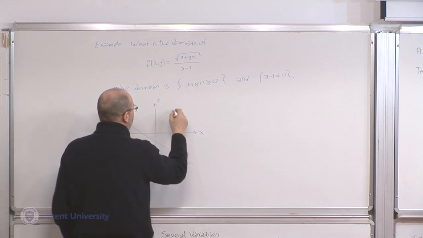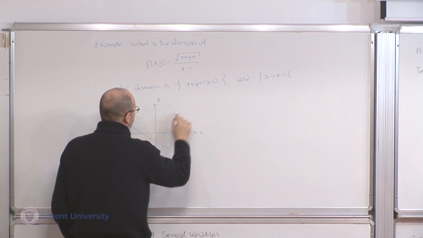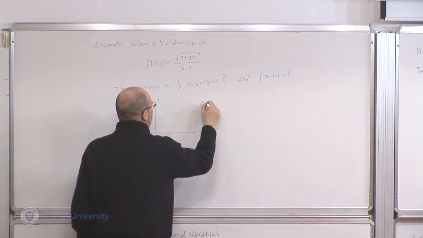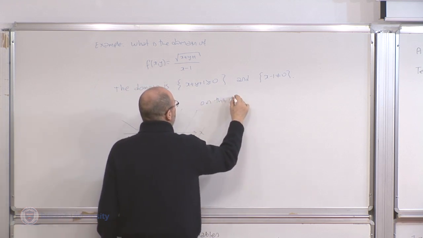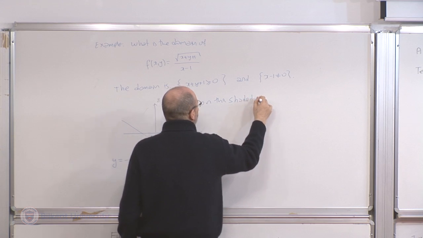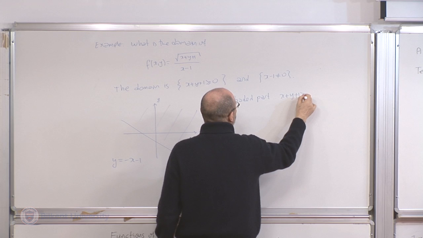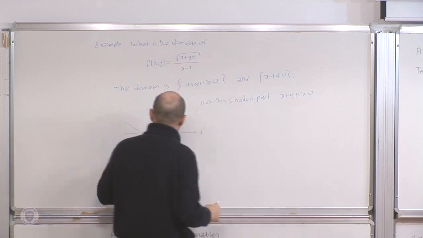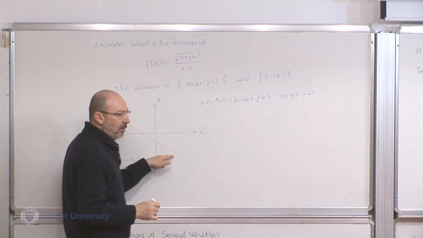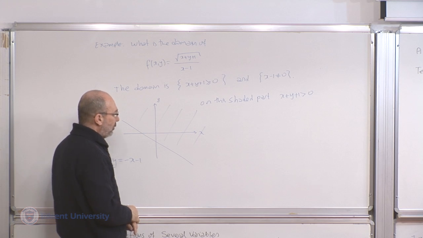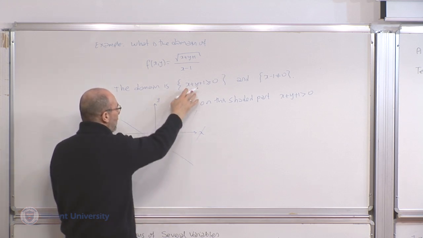So on this shaded part, x plus y plus 1 is positive. And also we have this part. So this part satisfies this condition.